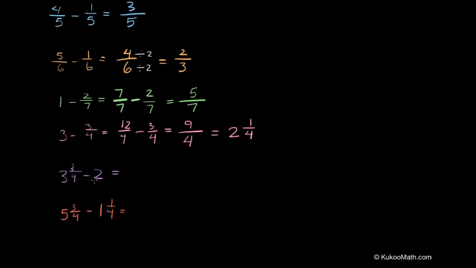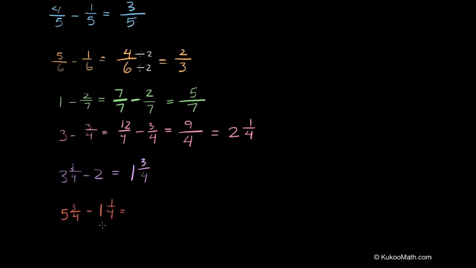3 3/4 minus 2. In this case, since the second number doesn't have a fraction in it, it's just a whole number, all you have to do is subtract the whole numbers and then bring over the fraction. So 3 minus 2 is equal to 1, and then just bring over the 3/4. So our answer is 1 and 3/4. Now let's take a look at the next problem.